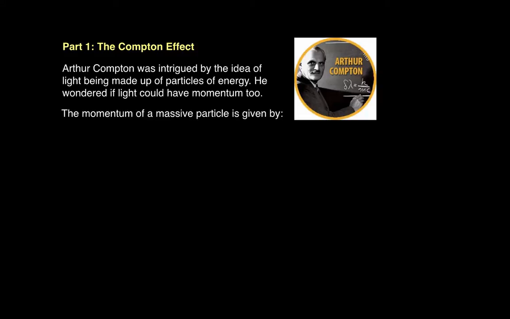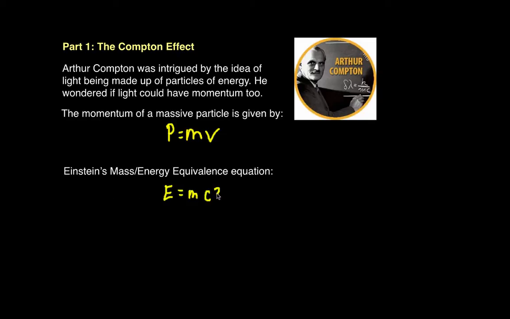The momentum of a particle with mass, or what we call a massive particle, is given by p equals mv. Einstein showed that energy and mass are equivalent in his energy-mass equivalence equation, E equals mc squared. We can rearrange this equation for m: m equals E over c squared. So mass is equivalent to energy.